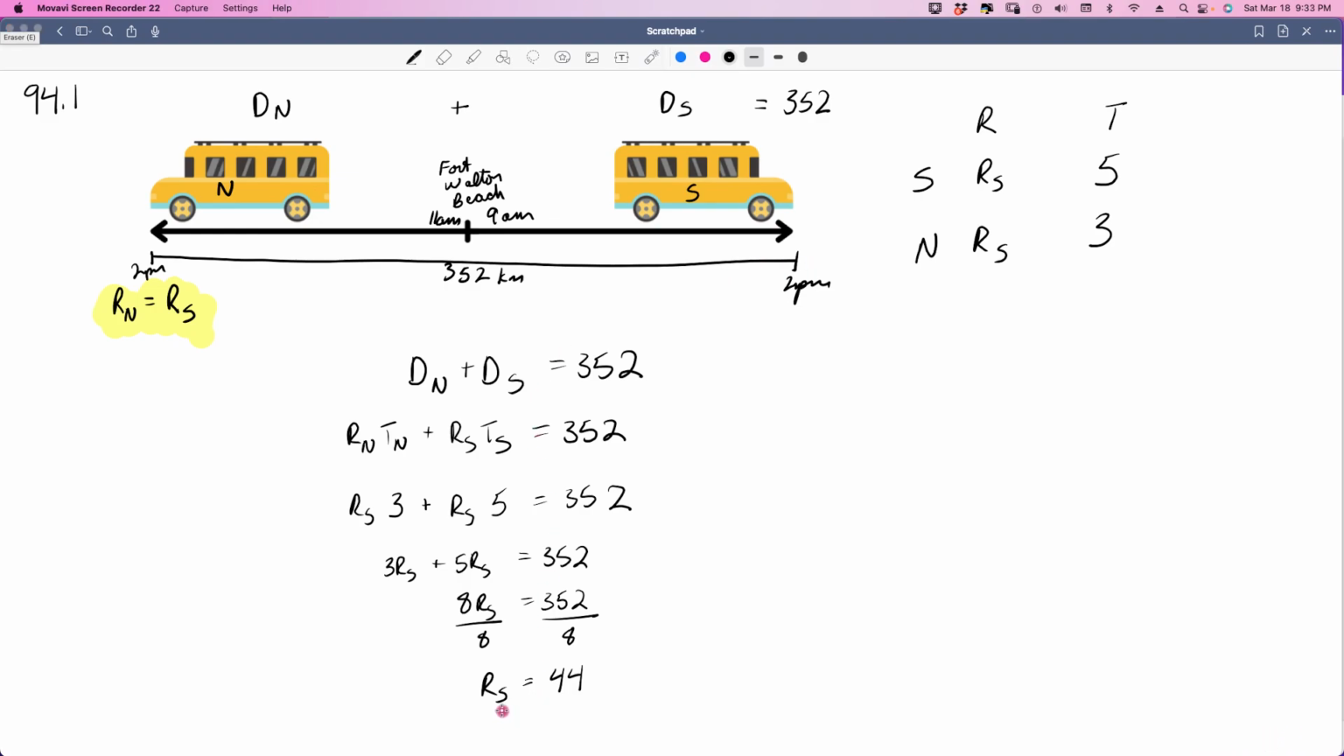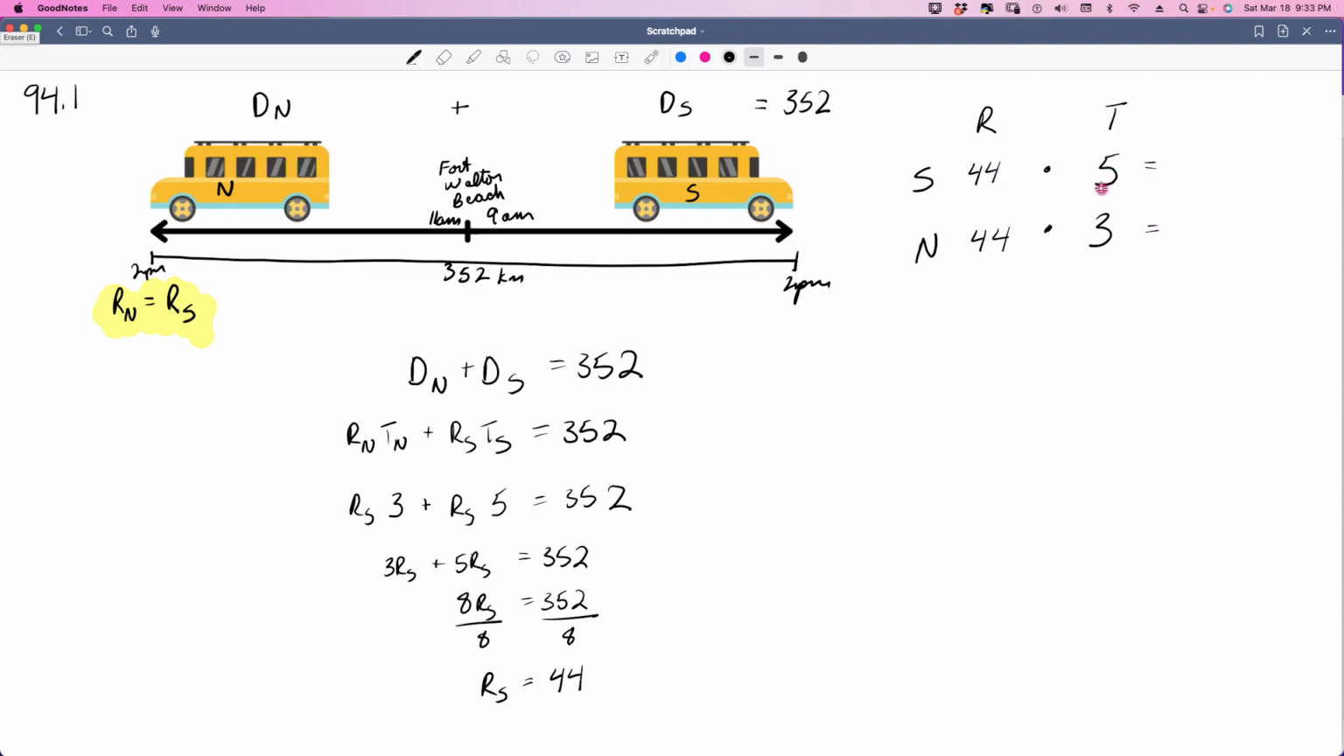So now that I know that the rate of the south is 44, and I also know that the rate of the north is the same as the rate of the south, I'm going to come in here and sub in 44 for all the variables that say rate of the south, which would be both of them, right? So if I put in 44 here and 44 here, I can find the distance of both by multiplying.